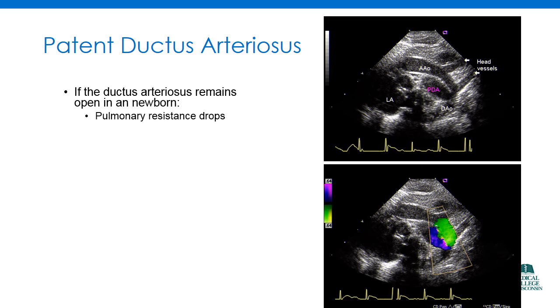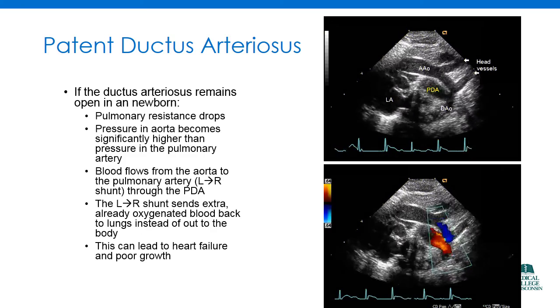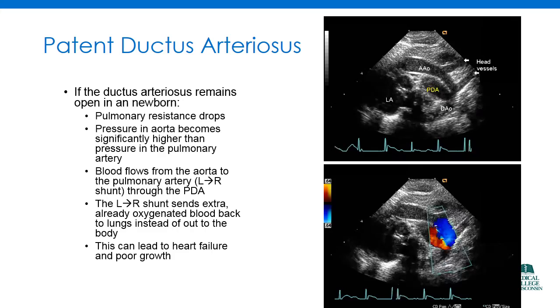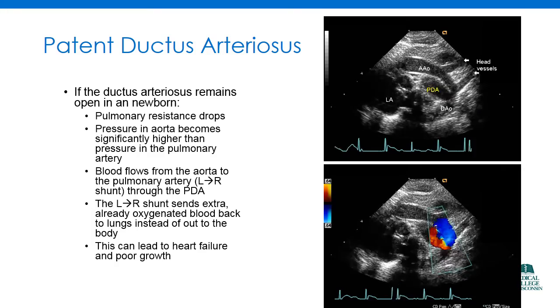And just some of the physiology: if the ductus arteriosus remains open in a newborn, the pulmonary vascular resistance usually drops in the first days, hours of life. And so the pressure in the aorta becomes significantly higher than the pressure in the pulmonary artery, and blood flows from the aorta to the pulmonary arteries through the PDA. This results in a left to right shunt. So instead of going across the septum of the heart as in ASD or VSD, this is a left to right shunt from the aorta to the pulmonary artery. So it sends that oxygenated blood flow back to the lungs instead of out to the body, and it can result again in heart failure.